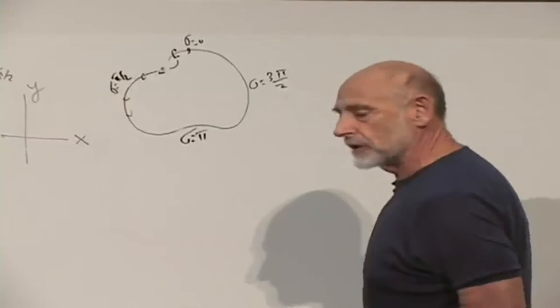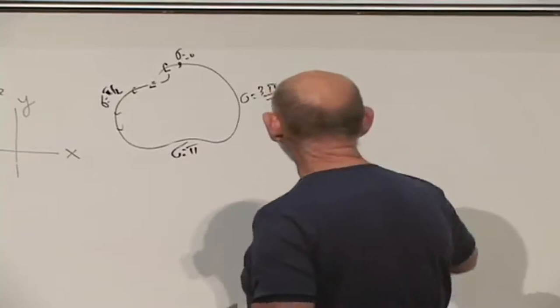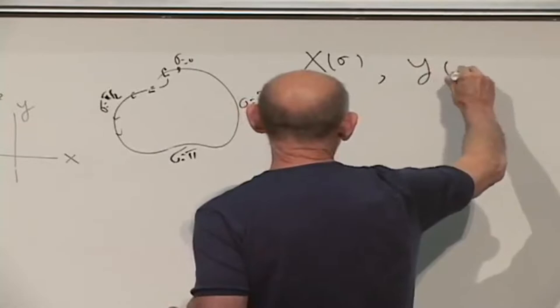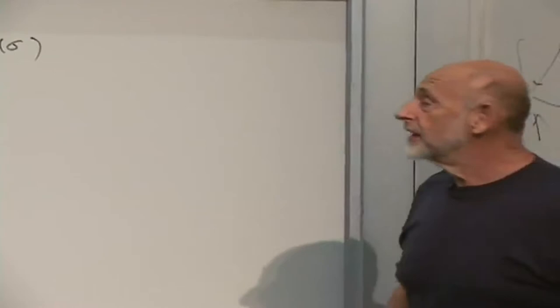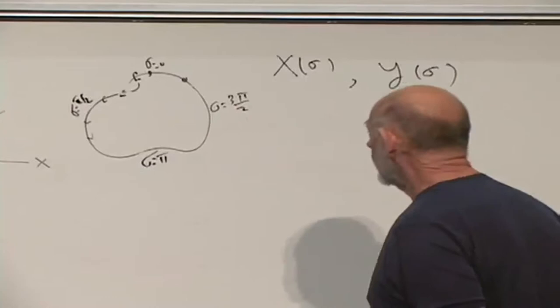First of all, what are the coordinates describing the string? The coordinates are exactly the same as they were for the open string, an x of sigma and a y of sigma. And if we have more coordinates, like Kaluza and Klein told us to do, we would add them in. X of sigma and y of sigma, the x and y position of the point sigma. Okay. Let's draw the sigma axis. Here's the sigma axis. It goes from 0 to 2 pi.